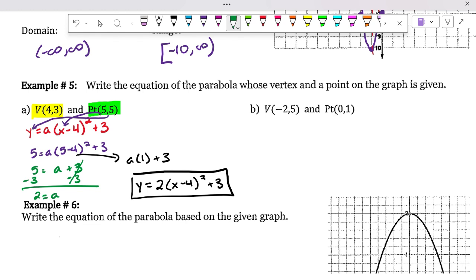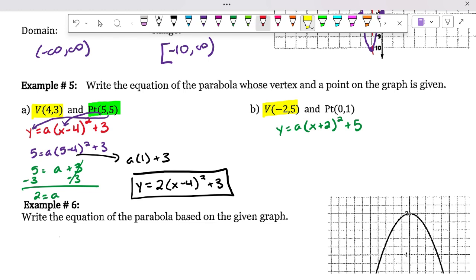unfinished vertex form. So what would that be? Someone raise their hand, tell me what they think it would be. Claire. Y equals a parentheses x plus 2. Uh-huh. And then close parentheses squared plus 5. Good. All right, so that's our unfinished vertex form given this vertex.